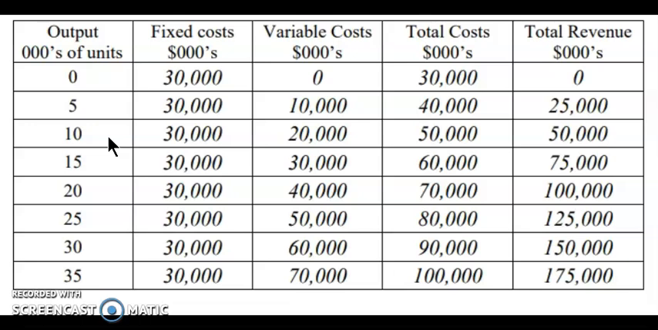And after break even, if you produce any additional output, you'll start to make a profit. After break even, revenue becomes more and cost will be less than revenue. So you start to make a profit after break even. Before break even, it's a loss.